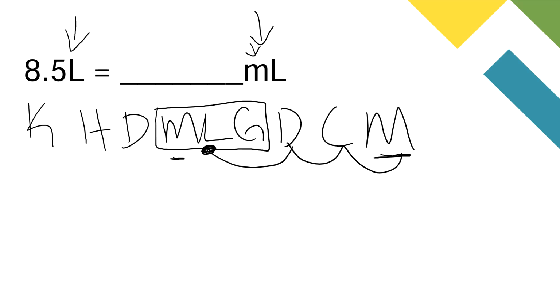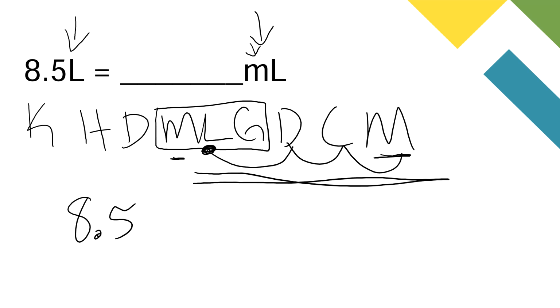All right, the next step, write the number down from the question. 8.5. I already see a decimal point, so I don't have to try to find it. Start on the decimal. The same way that you went on the letters, you're going to do the same thing on the numbers. Let's go.